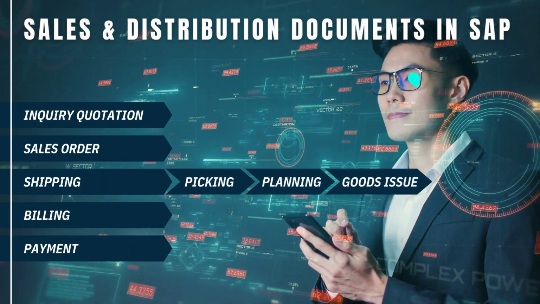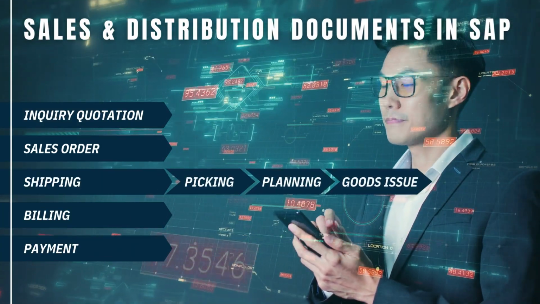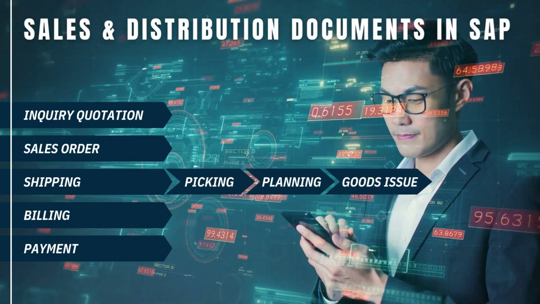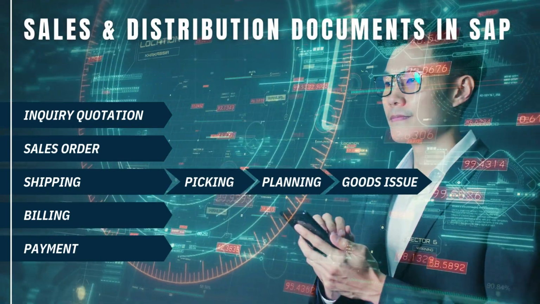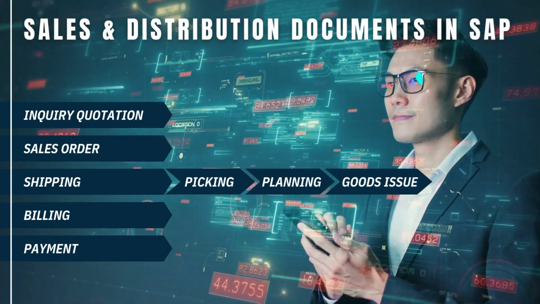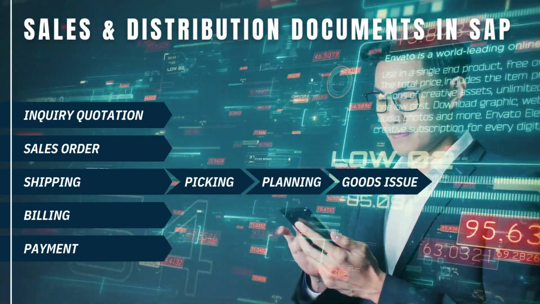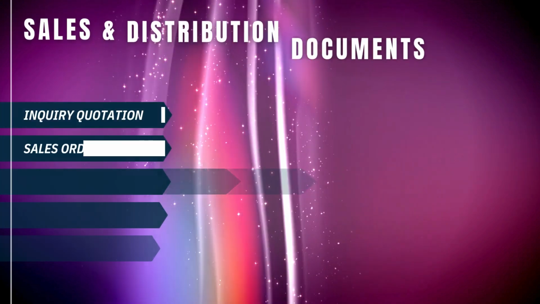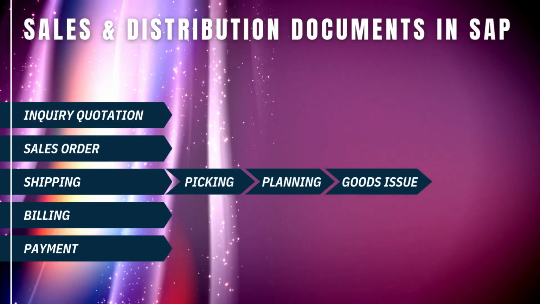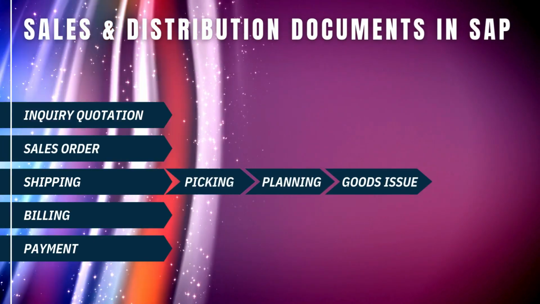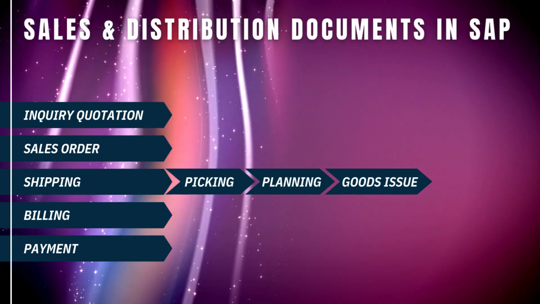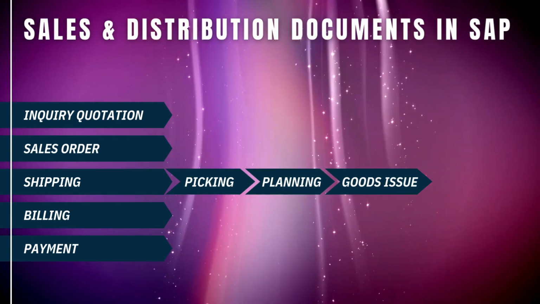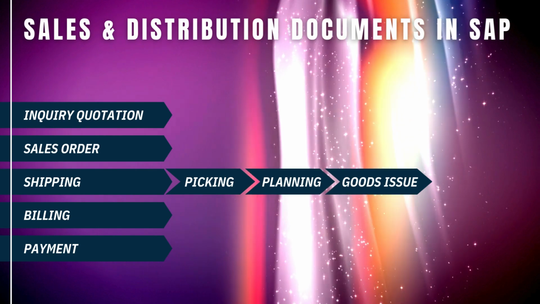At the beginning of the process, there are likely pre-sales activities such as inquiries and quotations. After the customer places an order, shipping and transportation will be arranged. This comprises picking, packing, transportation planning, and goods issue. Next, the customer is invoiced for the goods supplied or services rendered. Payment made by the customer then completes the standardized sales process.